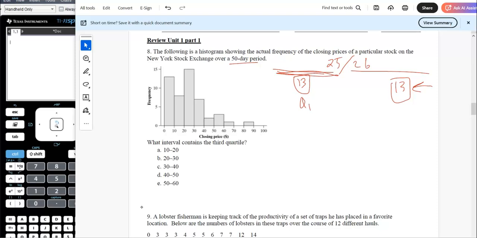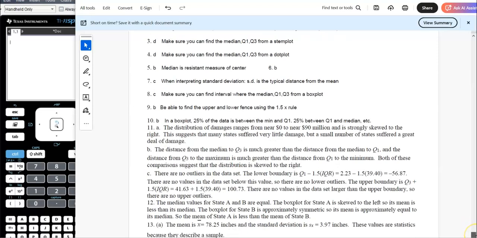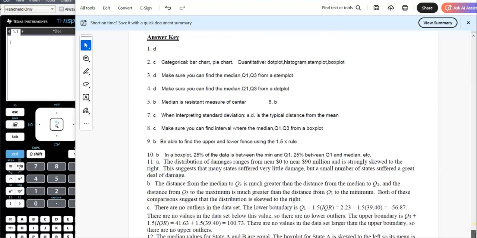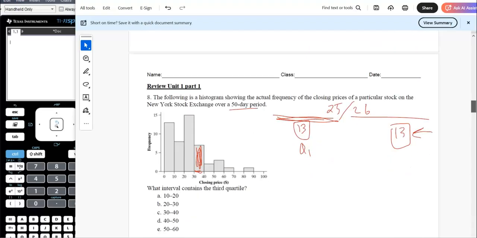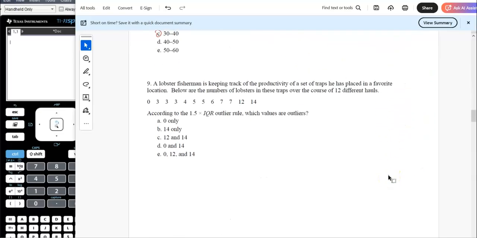7 and 7 is 14. I think it's in here. So I think it'd be between 30 and 40. I'm going to check this one. I mean, I think I'm right. C. Oh, wait. I don't know if I answered the question. Yeah, they did. Okay. Yeah, that's it. Okay. Just want to make sure.